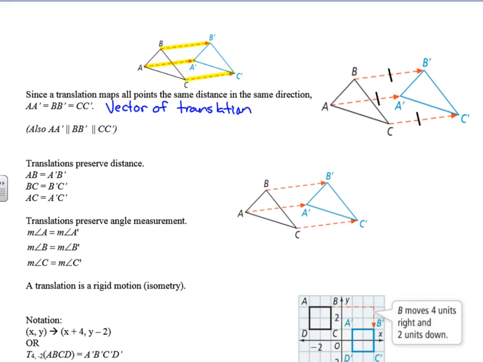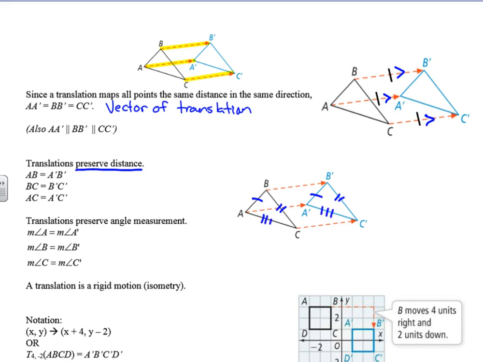Okay, all of those distances are congruent. All of them are congruent, and in addition to being congruent to each other, they're also parallel to each other. So all three of these, what we call vectors of translations, are parallel. So translations, as we said, preserve distance. That means that AB is congruent to A prime B prime, BC is congruent to B prime C prime, and AC is congruent to A prime C prime.